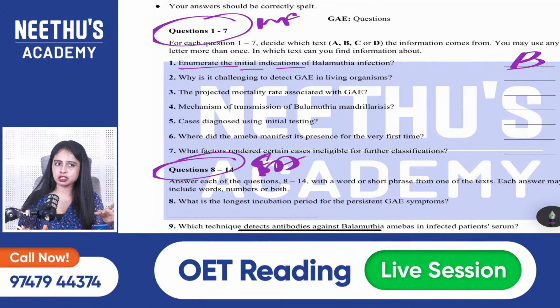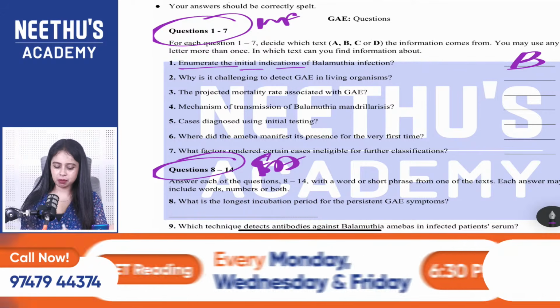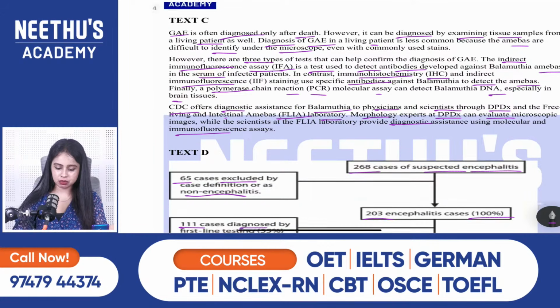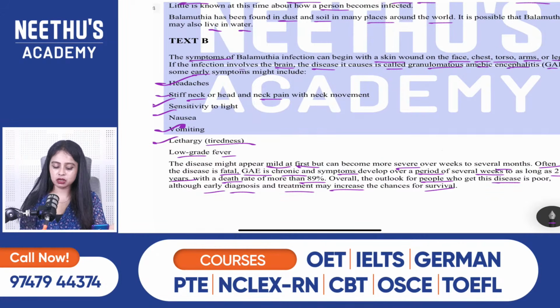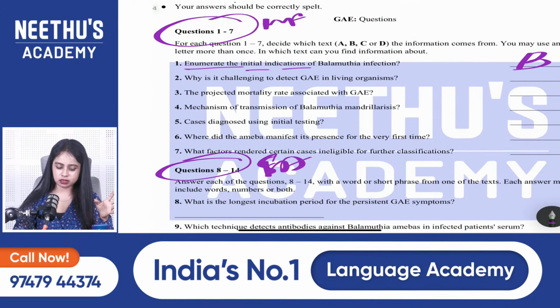So the early symptoms are mentioned in text B. So that is from text B. We have some symptoms mentioned here. See, some early symptoms might include headache, stiff neck, sensitivity to light and so on. So the answer is from B.